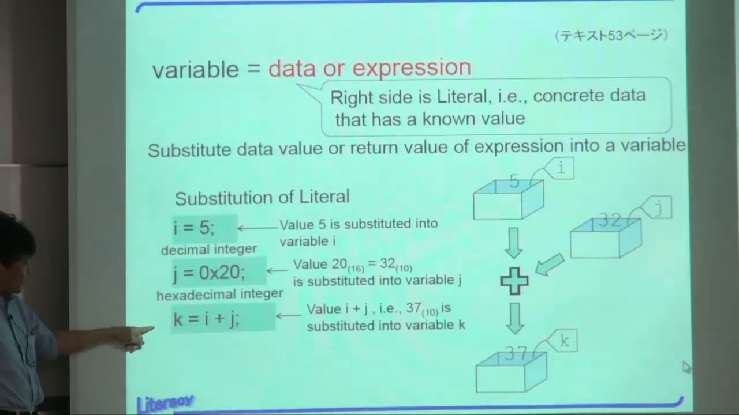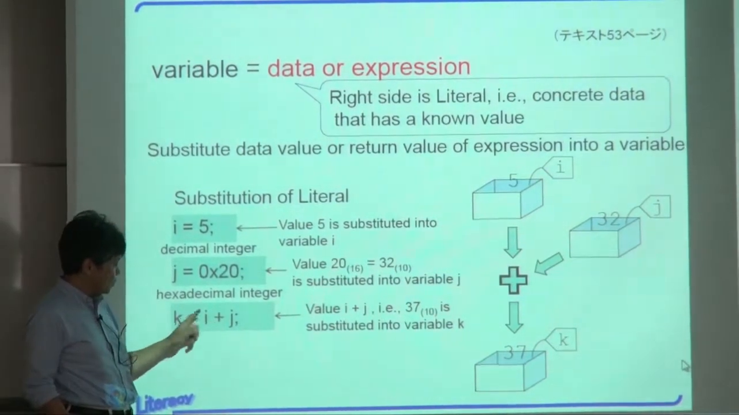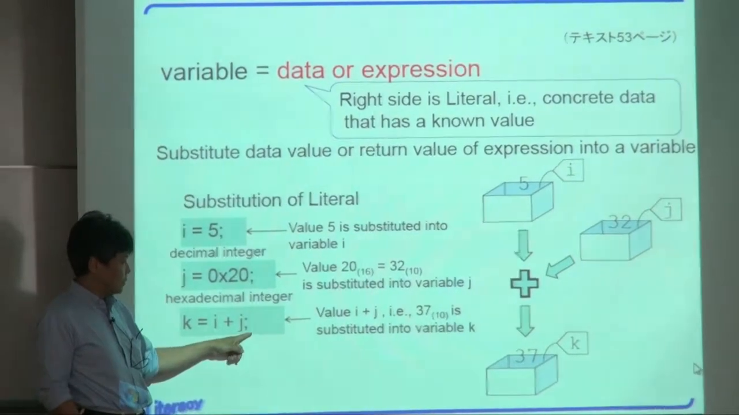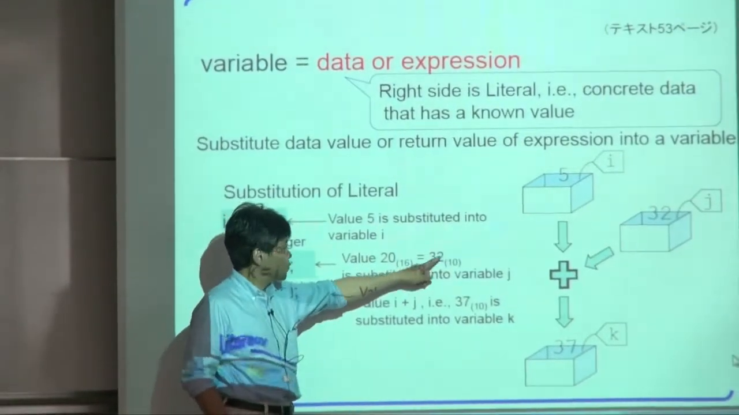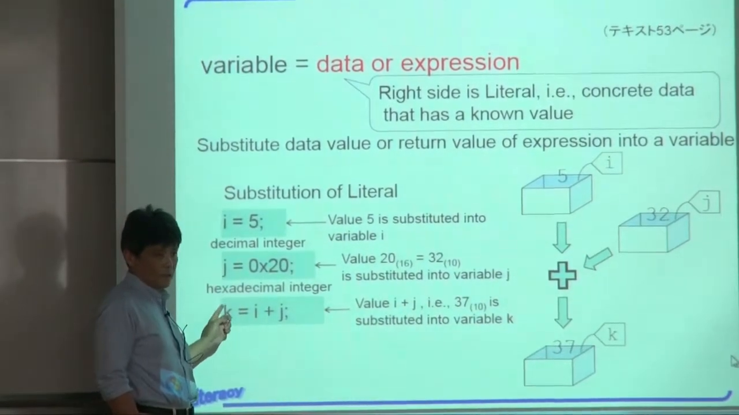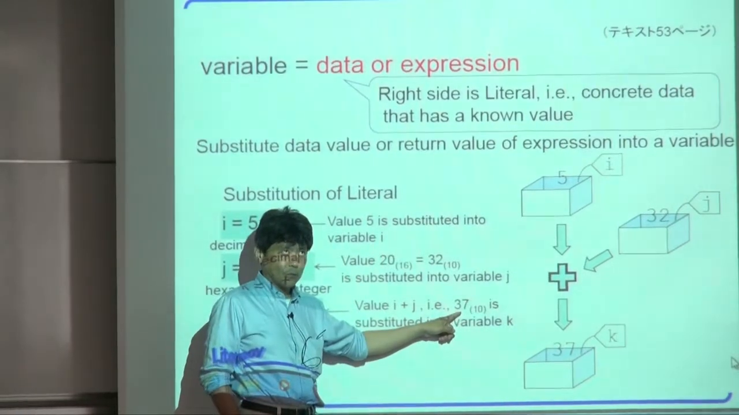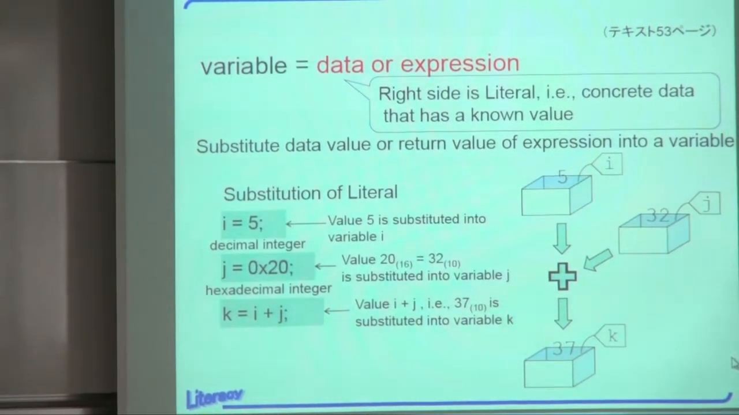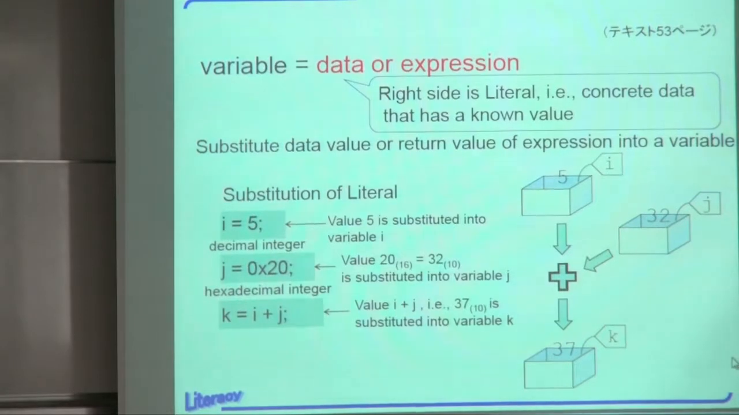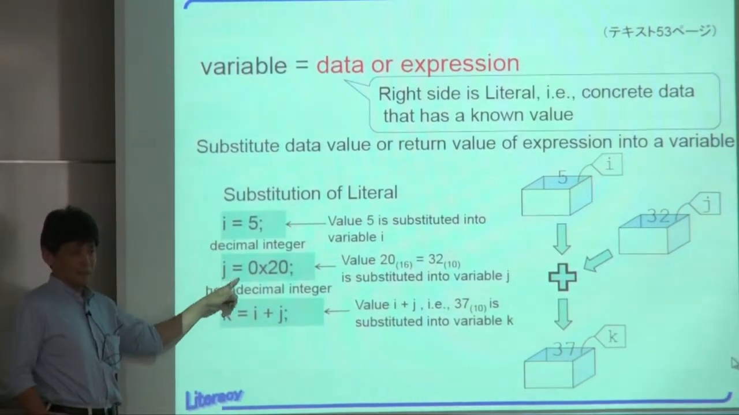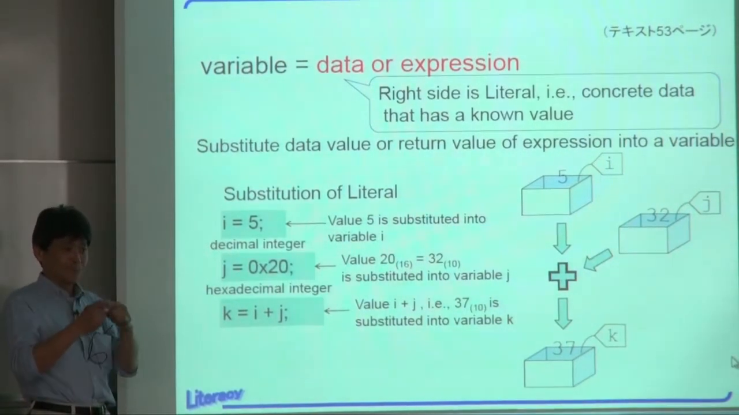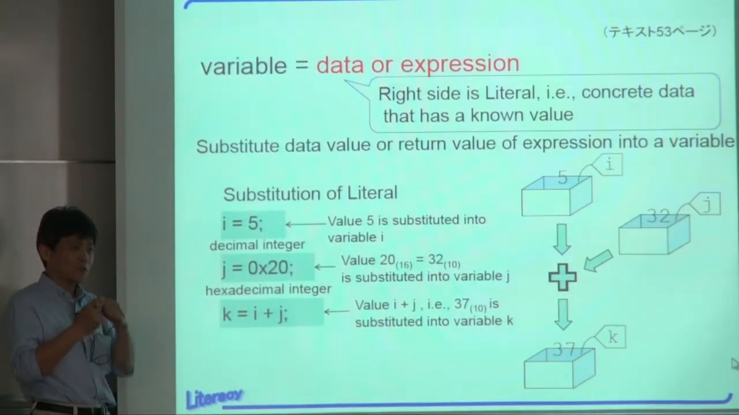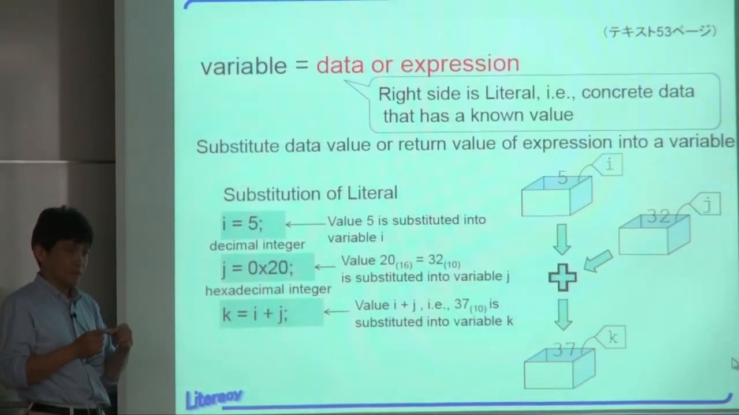And the third line, variable k has the addition of the I value and the j value. Okay, so 5 plus 32. As a result, this k will have the decimal number 37. So the important thing is that the equal character is not treated as equal in mathematics. In a C program, the equal character is treated as a substitution operator.